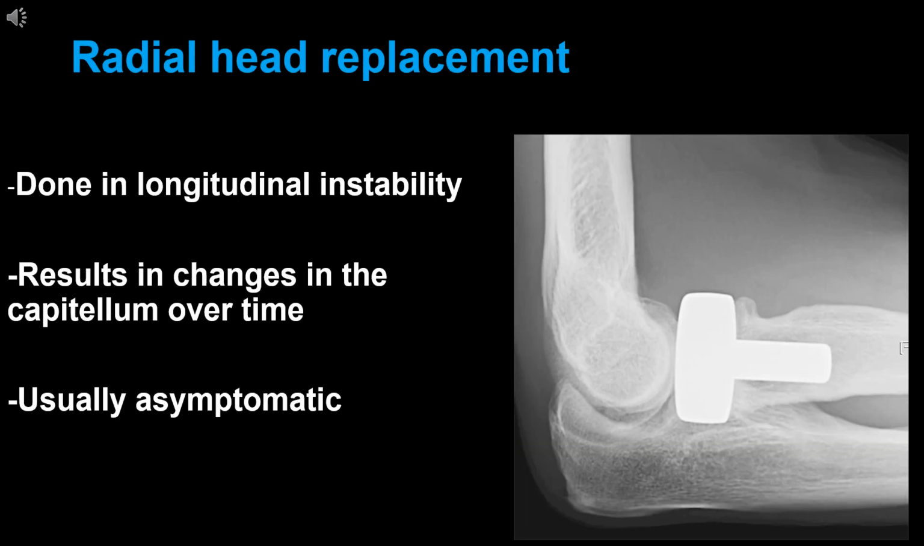Radial head replacement is rarely indicated in longitudinal instability. It results in changes in the capitulum over time, and these changes are usually asymptomatic.